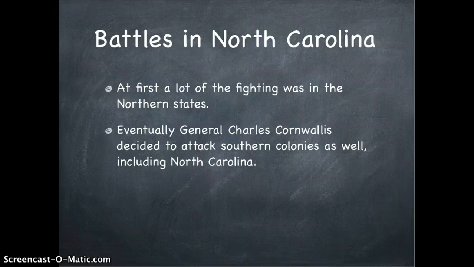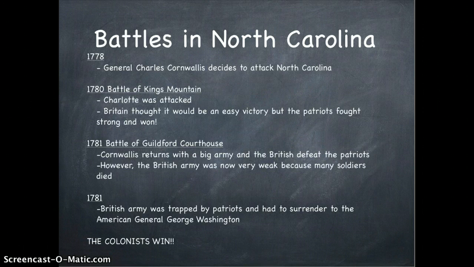At first, a lot of the fighting was in the northern states, but eventually General Charles Cornwallis decided to attack the southern colonies as well, including North Carolina. That happened in 1778. Here's a timeline of the battles that were fought in North Carolina. 1780, the Battle of Kings Mountain took place. Charlotte was attacked, and Britain thought it would be a really easy victory, but the Patriots fought strong and they won. In 1781, the Battle of Guilford Courthouse took place.